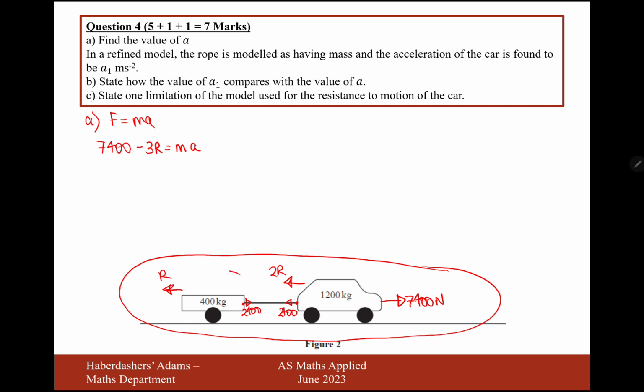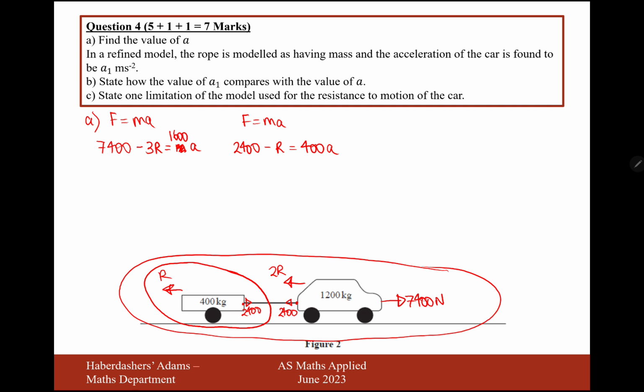Let's now do an equation for this trailer here, and then we'll get 2 simultaneous equations and we can solve them. So another F equals ma. In the previous one, m is the combined mass, so that's 1,600. Okay, back to the trailer. We have 2,400 driving it forward. We have one r value that's pulling it backwards, that's minus r, equals mass times acceleration.